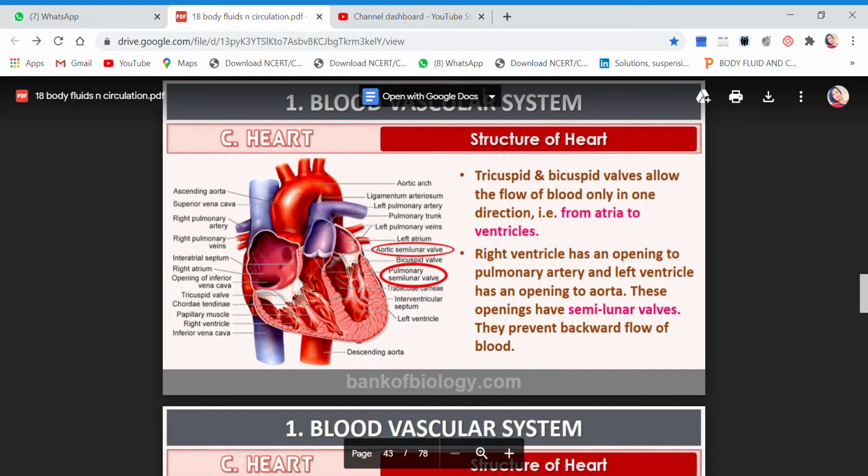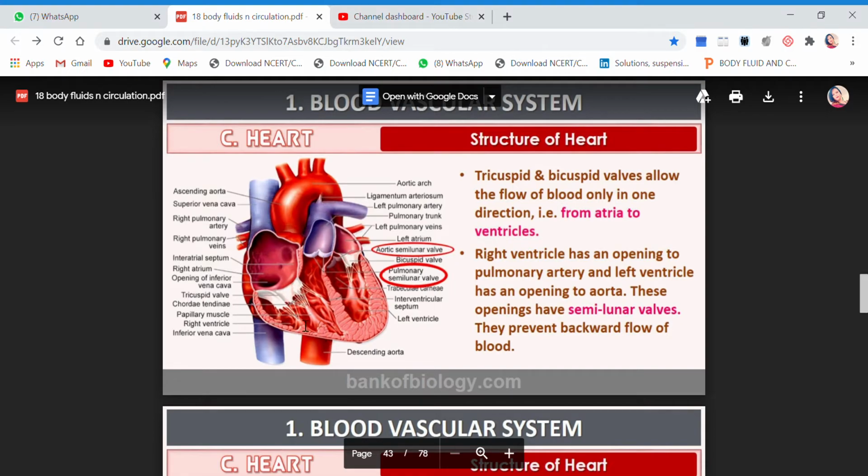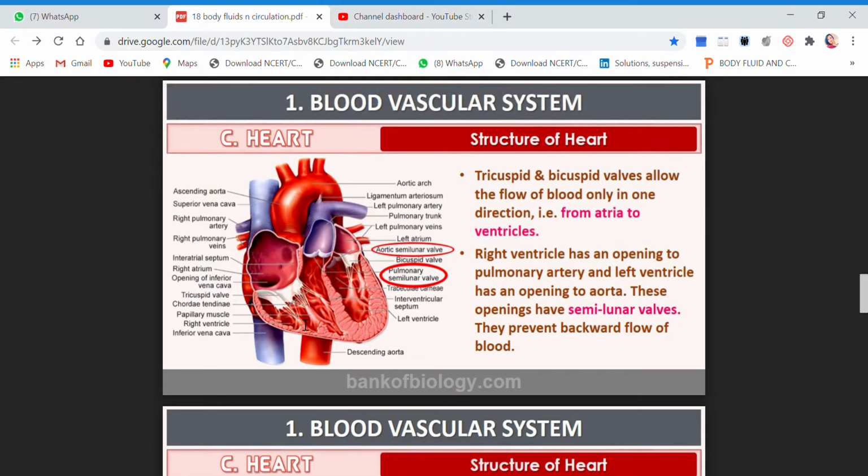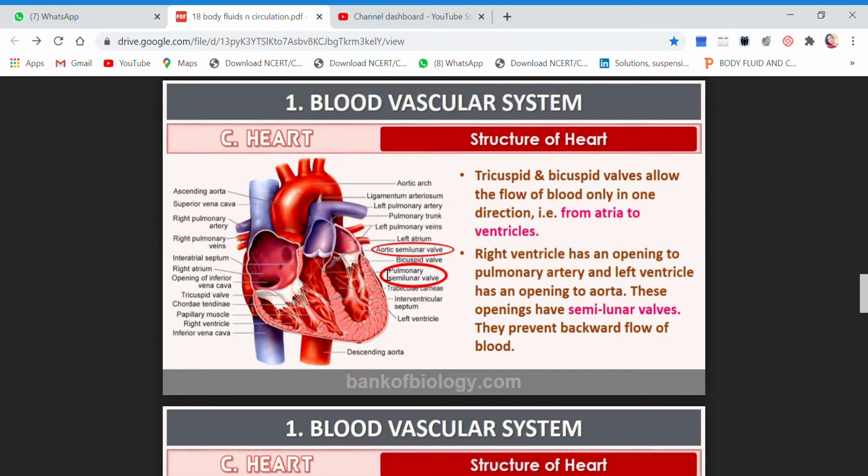I was showing you here that the right ventricle has an opening, which is called the pulmonary artery. So the right ventricle has only one opening, the pulmonary artery, and the left ventricle has only one opening, the aorta. Now children, remember this, that every chamber has an opening.